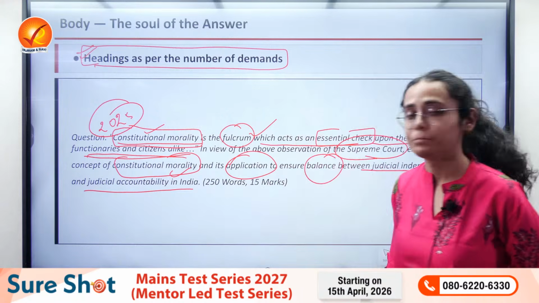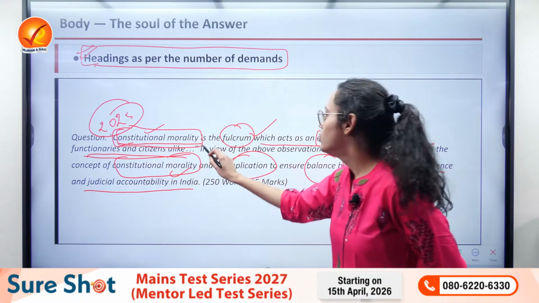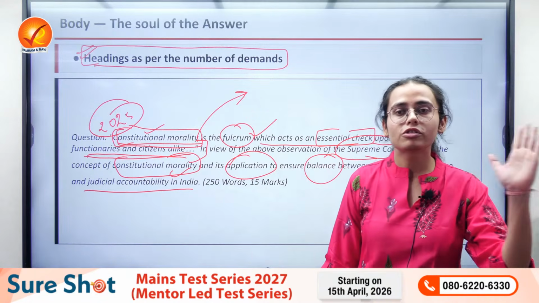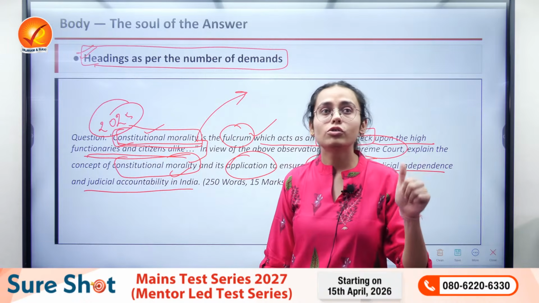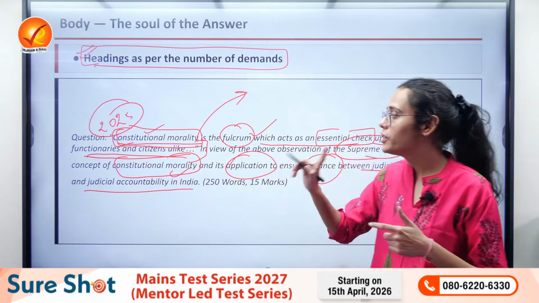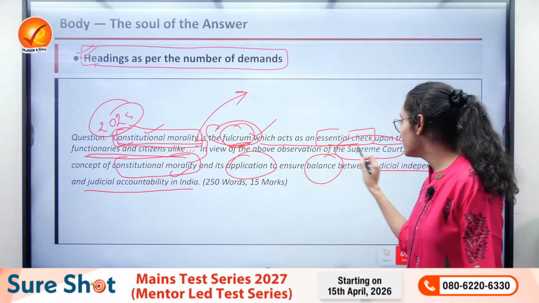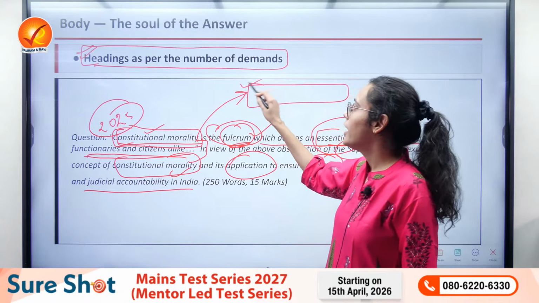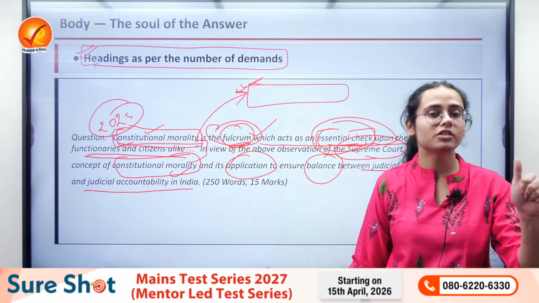Okay, leave it. The first heading, as I said, is the non-core demand: the context or the story given in the background. You have to address this as well. So the first heading will be how constitutional morality acts as a fulcrum and essential check. This will be the first heading.